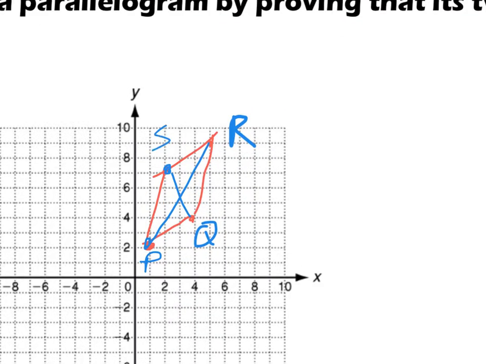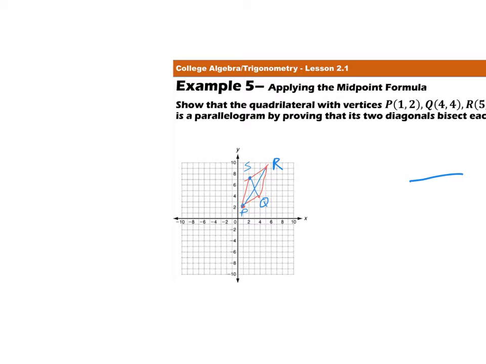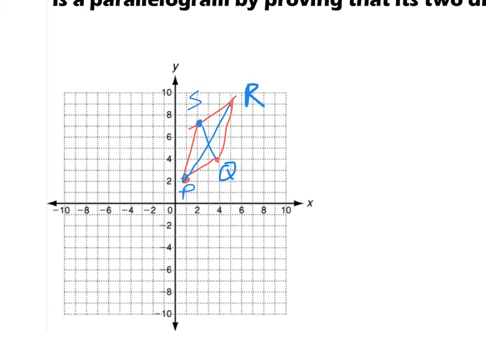Okay, guys, so think about what the question says. I know you're looking at this and thinking, geometry. We're going to prove algebraically that these bisect each other. Again, bisect means to cross in the middle. We're using two formulas today: the distance formula and the midpoint formula.